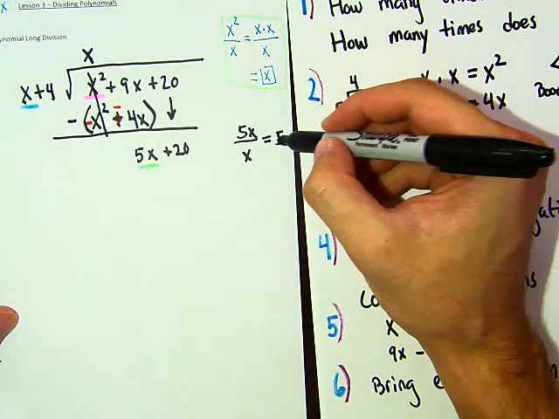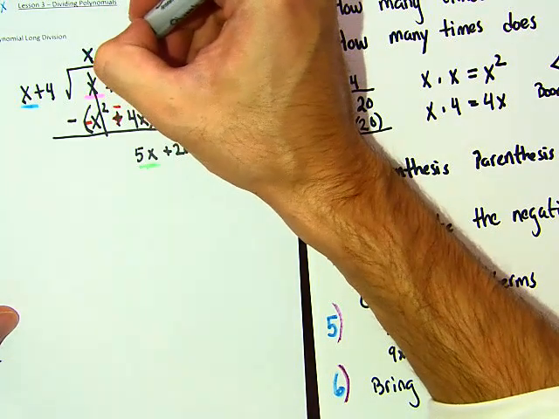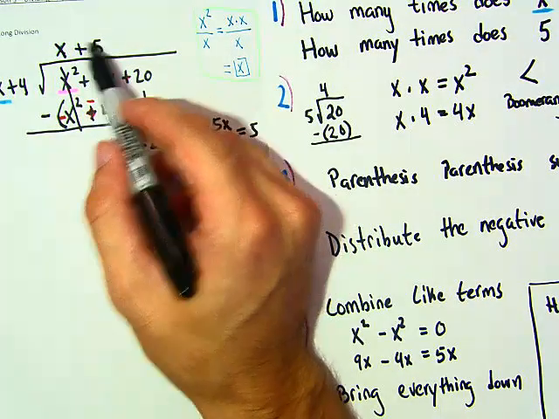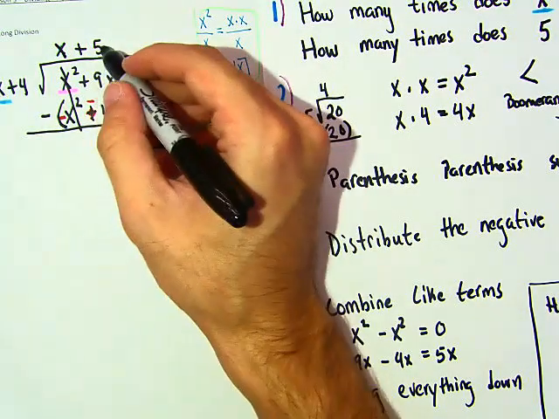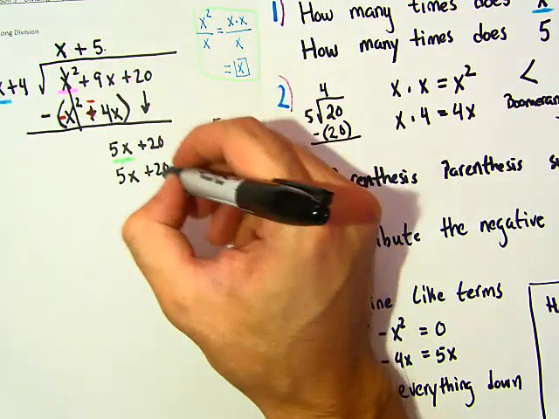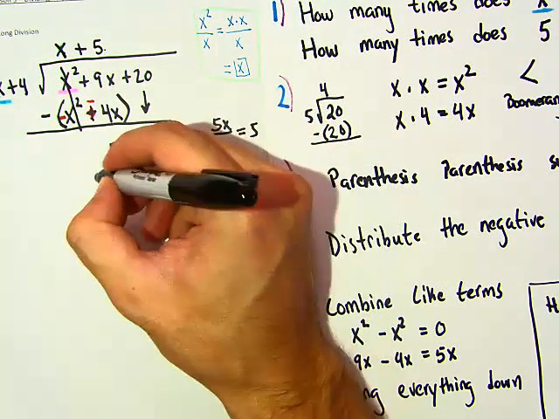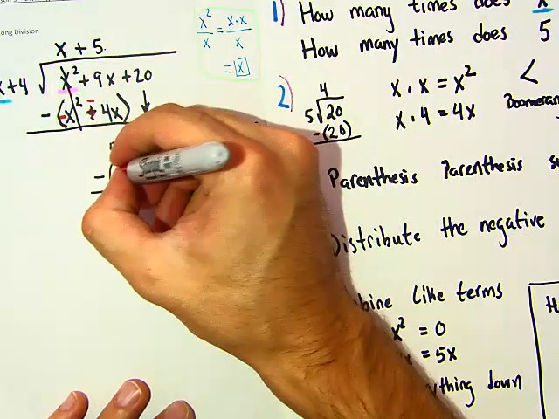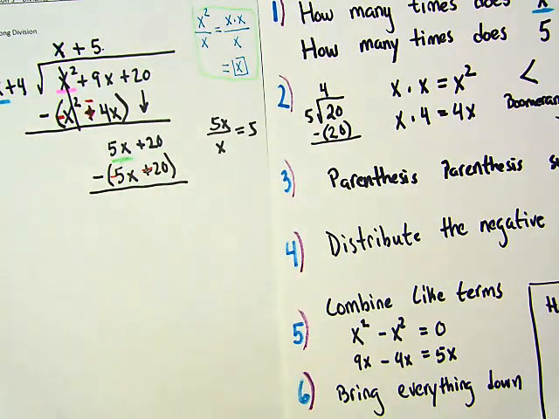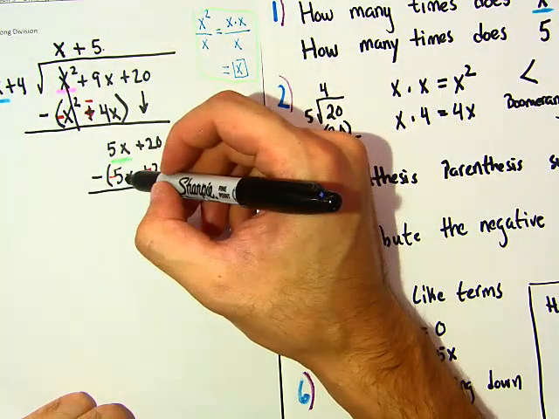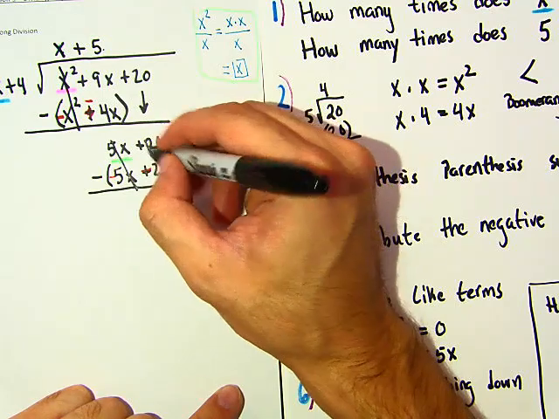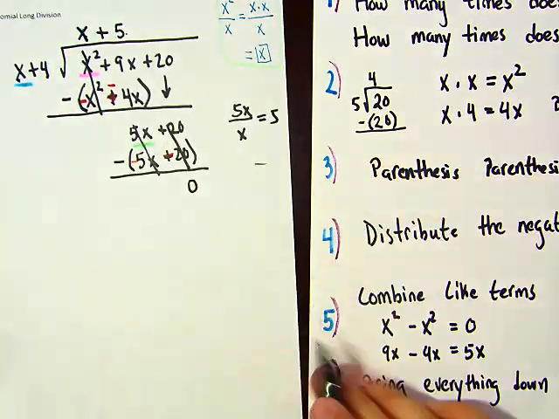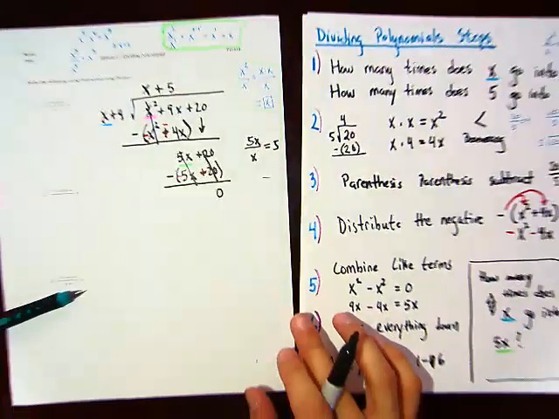Okay? So then now I put this 5 over here, and it's a positive, and 5 times, and then what do? We have to do the boomerang, right? 5 times x is 5x. 5 times 4 is 20. And then what do? Parentheses, parentheses, subtract. Okay? Then I distribute the negative, so this is negative 5x. This is negative 20. And here I have 5x minus 5x is 0, and this is also 0, and that's it. We have a remainder of 0. Okay? So that's how you divide the polynomials.